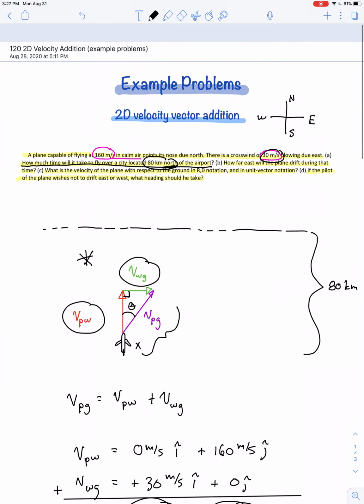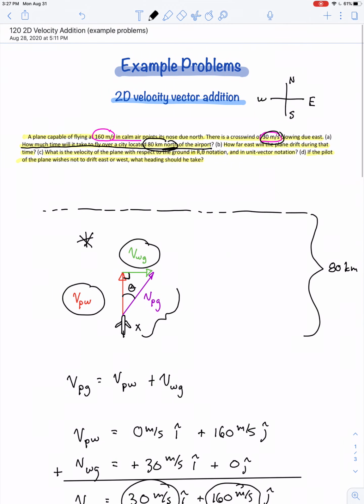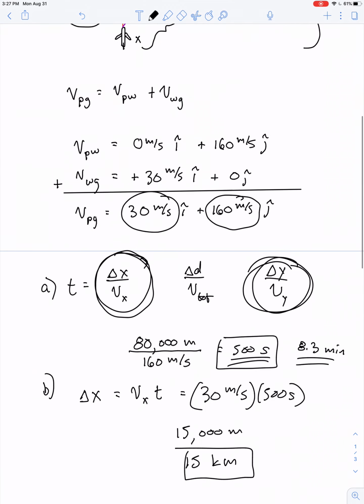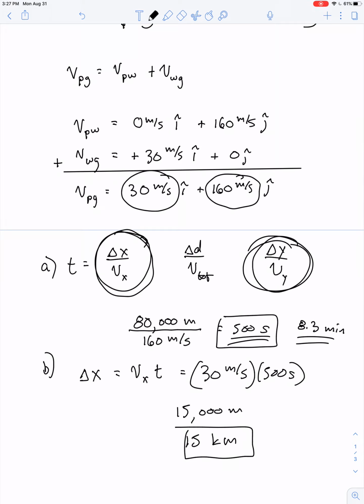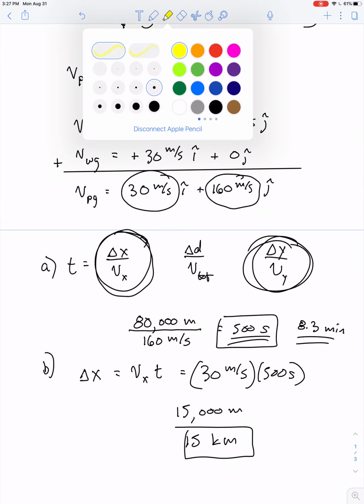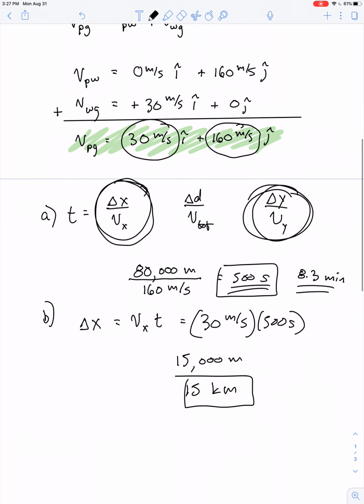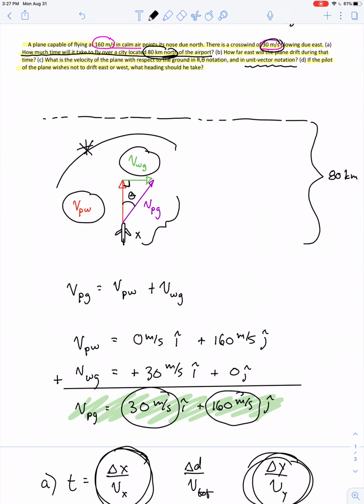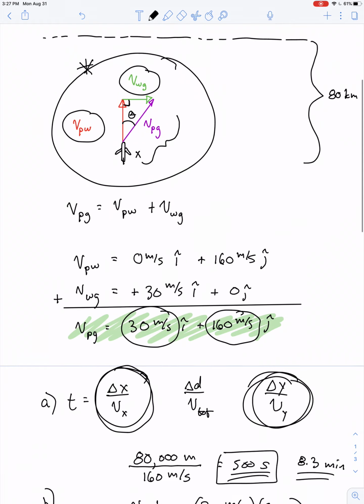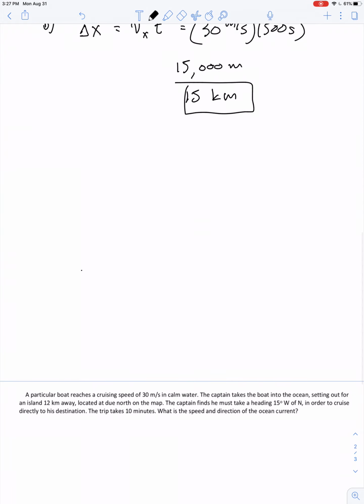Okay, part C. We've already given the velocity in unit vector notation. Here it is. So now we have to represent that in magnitude and direction. So let's use this diagram as our guide. The magnitude of the overall velocity points at an angle, and it's comprised of this northward component and eastward component.